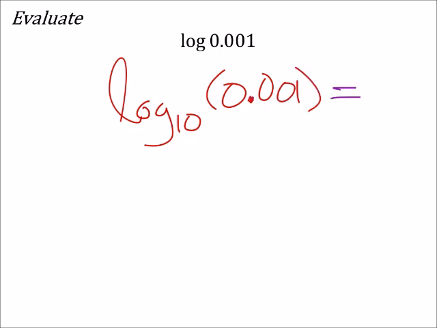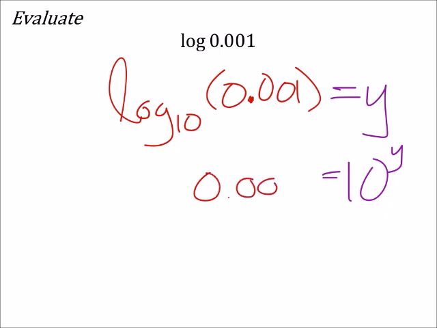Now again, let's say that this equals some unknown like y. Then we get 10 to the power of y equals that decimal, 0.001. And the one there is in the thousandths position, so that's really 1/1,000th. Should equal 10 to the power of y.